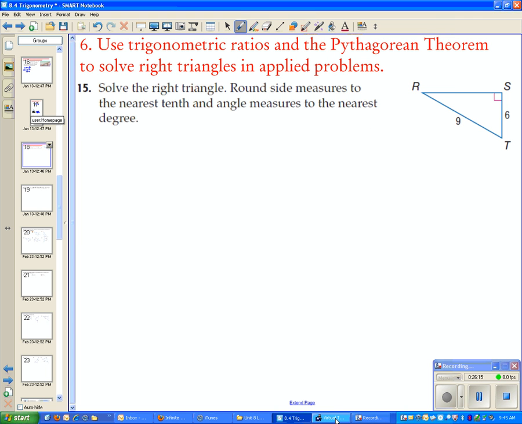All right, this last one. Solve the right triangle, round side measures to the nearest tenth, and angle measures to the nearest degree. All right, let's find the measure of angle R first, just because I decided to. So let's get the measure of angle R. If I'm going to do that, I'm going to do what I just got through doing. Am I going to use sine, cosine, or tangent? Sine again. So the sine of R equals opposite over hypotenuse. That means the inverse sine of 6/9 will be the measure of angle R.